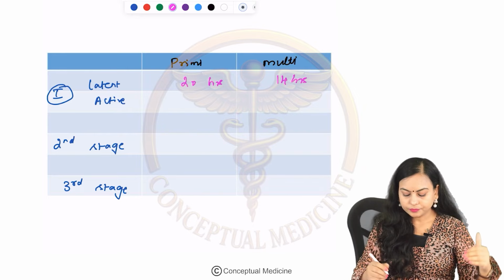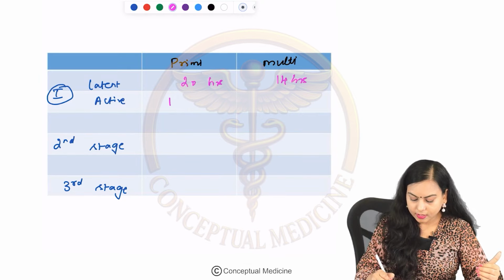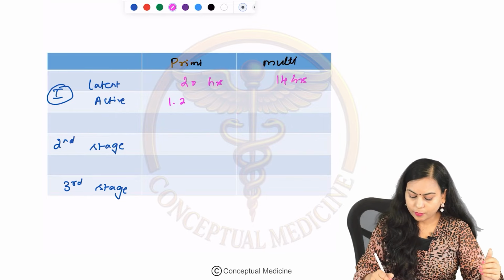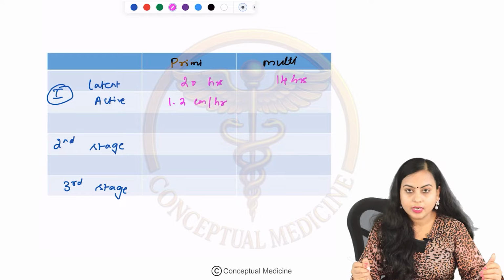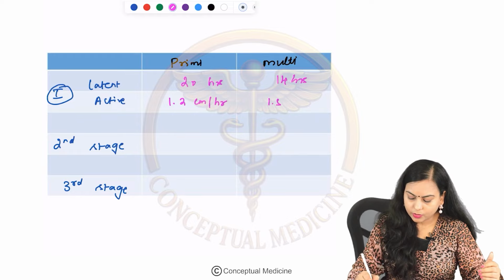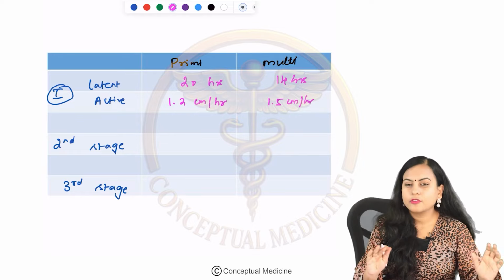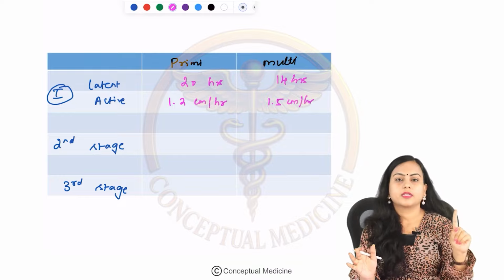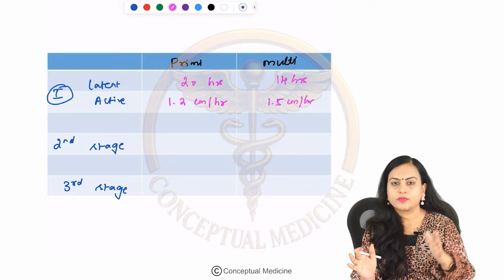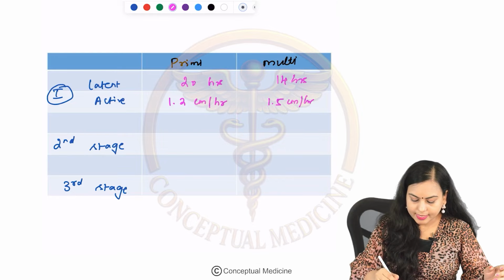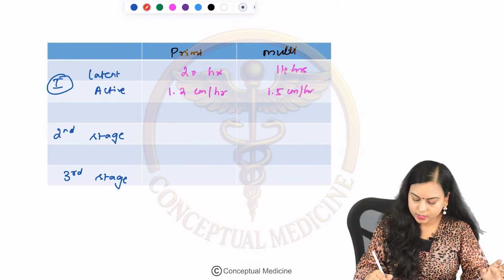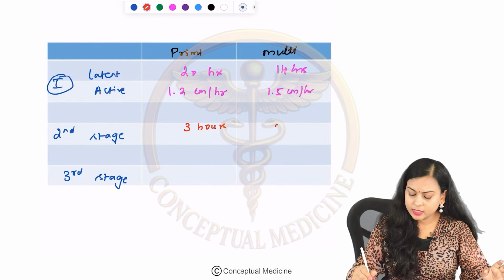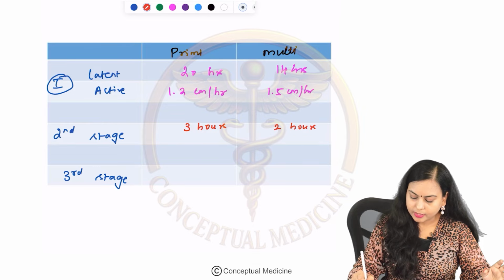Okay. So, in the active phase, it should proceed at a speed of 1.2 centimeter dilatation per hour in a primary gravida, whereas in a multigravida, it is 1.5 centimeter per hour. Okay, if you take approximately, it is 1 centimeter per hour dilatation should be there in both primary as well as multi, right? And in the second stage, the maximum it can go is up to 3 hours in a primary gravida, whereas 2 hours in a multigravida.